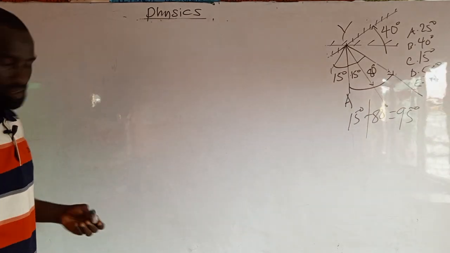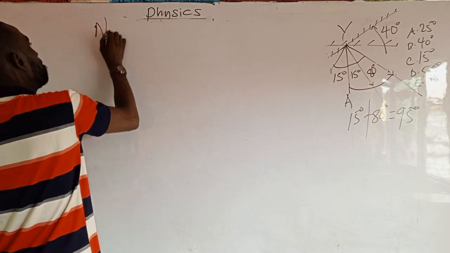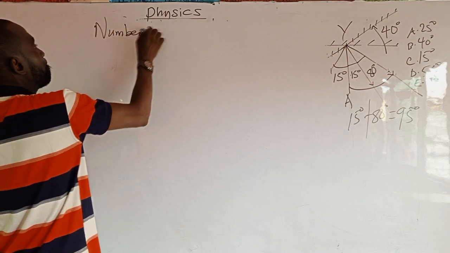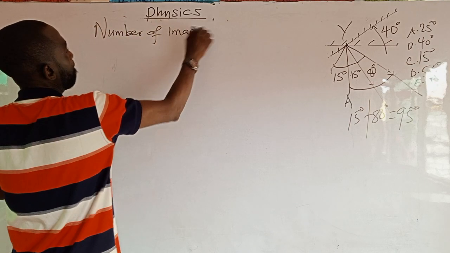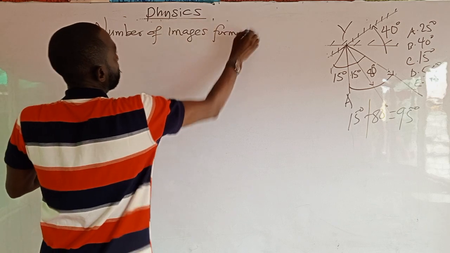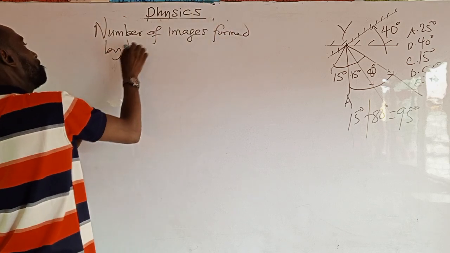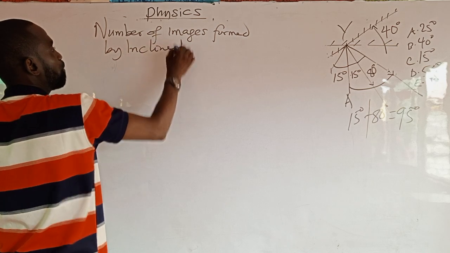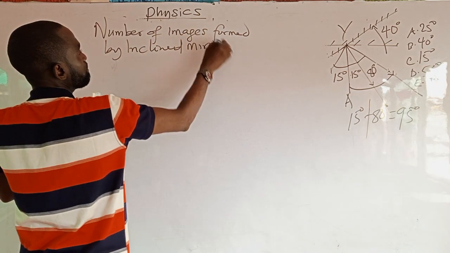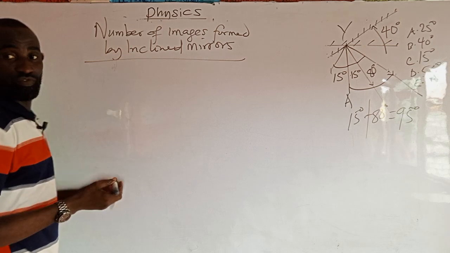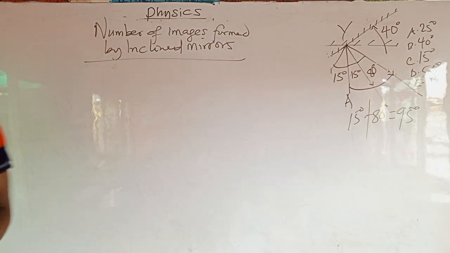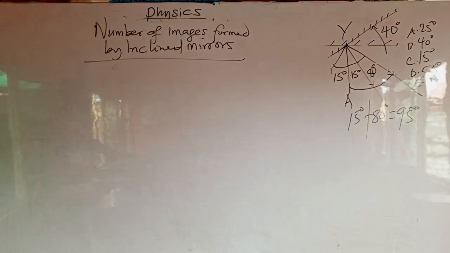Number of images formed by inclined mirrors. That was just the formula. So whenever you want to find the number of images formed by inclined mirrors, the formula is n is equal to 360 over theta minus 1.